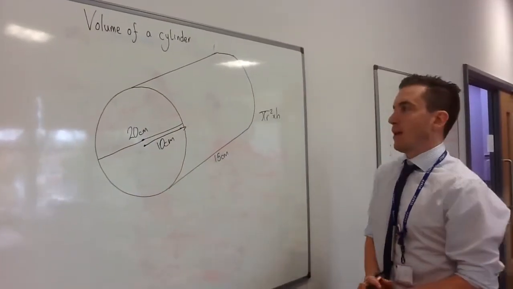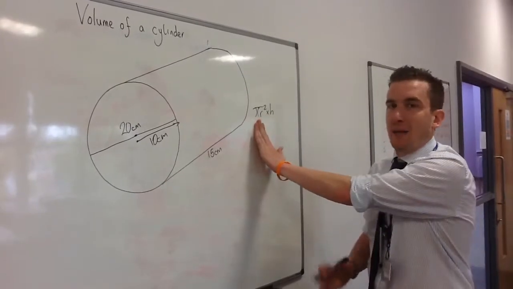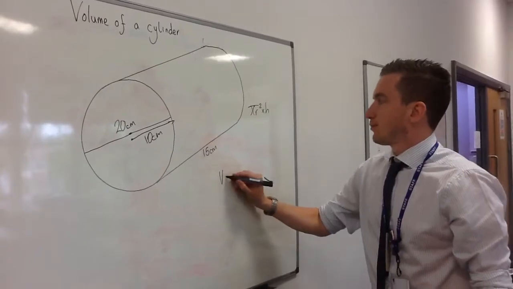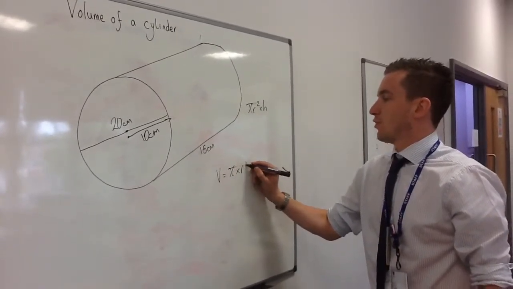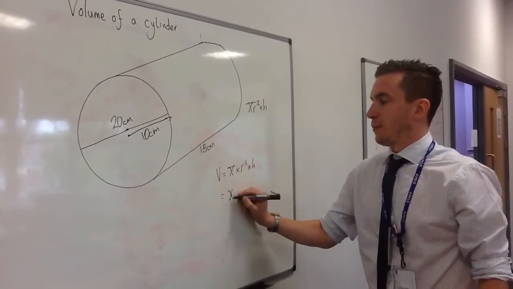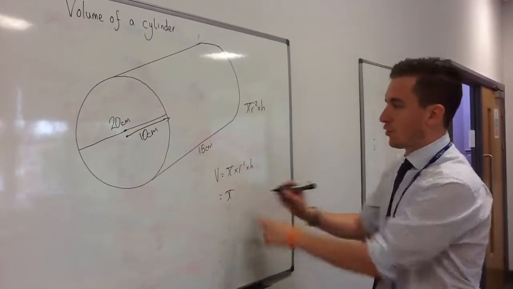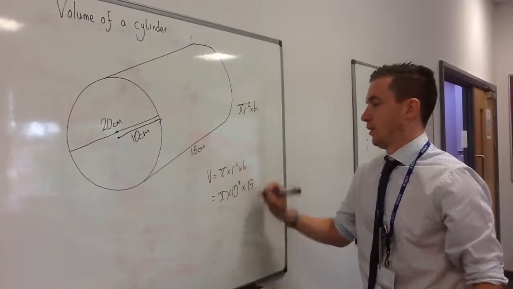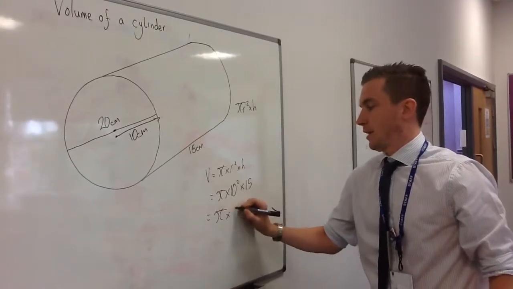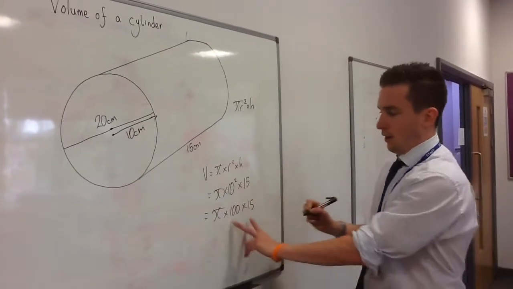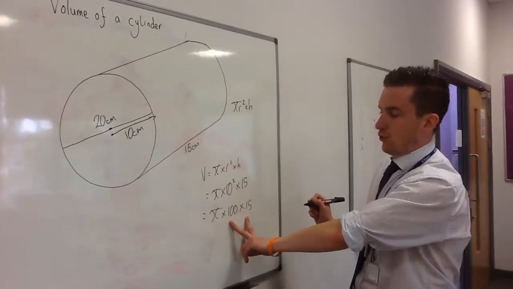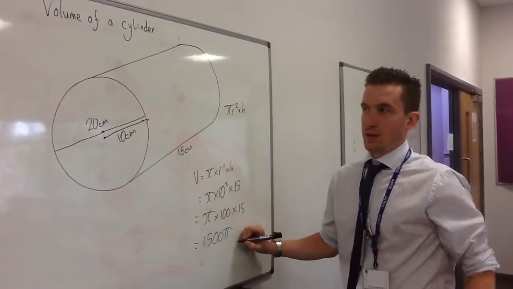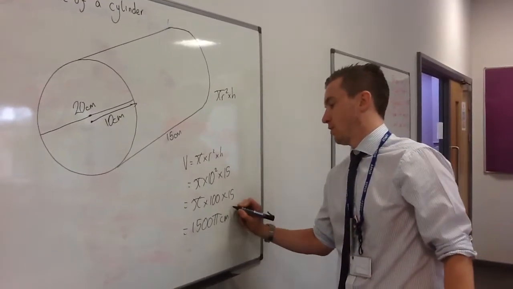If it was on the non-calculator paper, we're going to have to leave it in terms of pi. That means we're not going to work it out fully. So volume is pi times radius squared times height. We leave the pi because we're doing it in terms of pi. Radius squared, 10 squared. The height, 15. So that's going to be pi times 100 times 15. We can see that that's going to be 1,500. So the answer would be 1,500 pi, but you still have to put your units on, centimetres cubed.